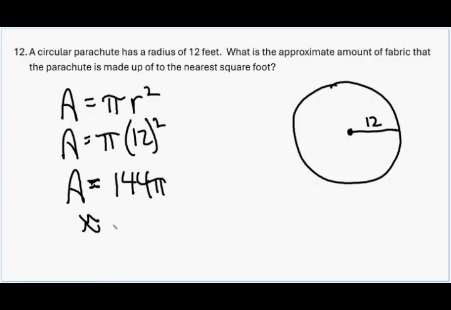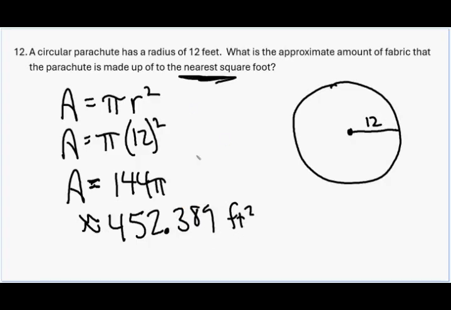And if we punch it in the calculator, that is approximately 452.389 feet squared. But we were asked to round to the nearest square foot, so that 0.3 means we're going to round down to about 452 square feet.